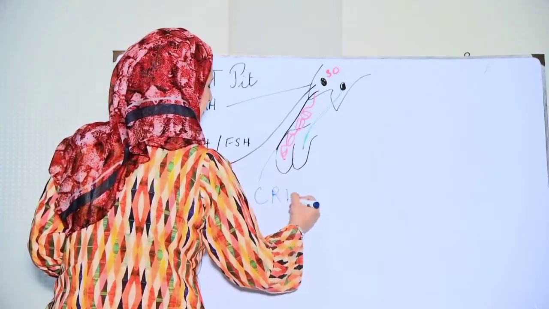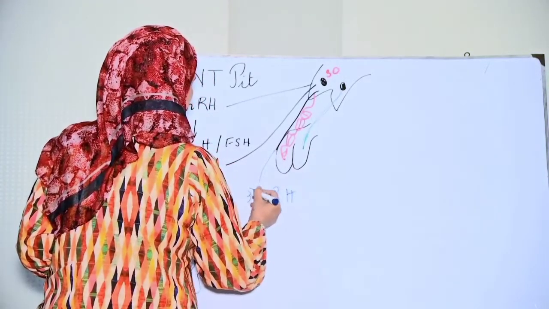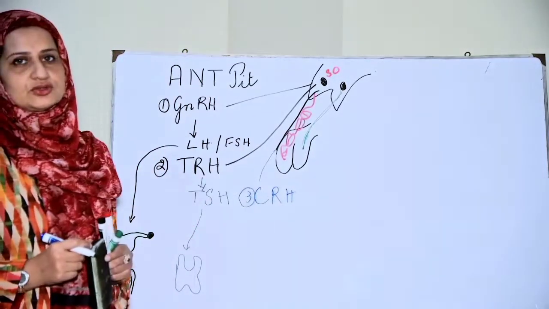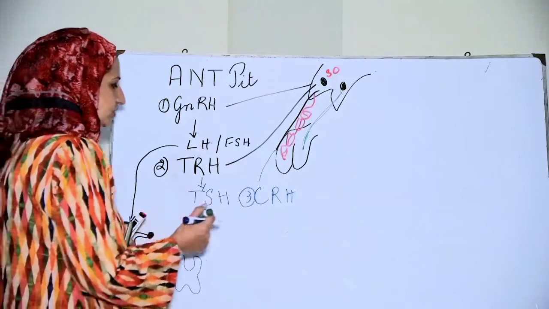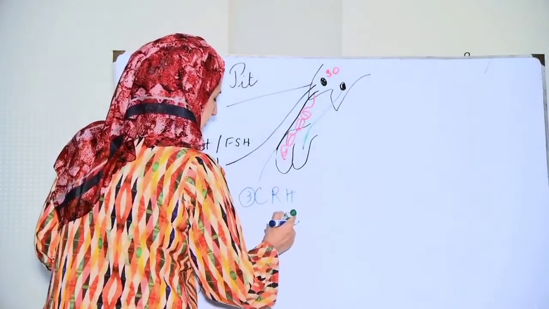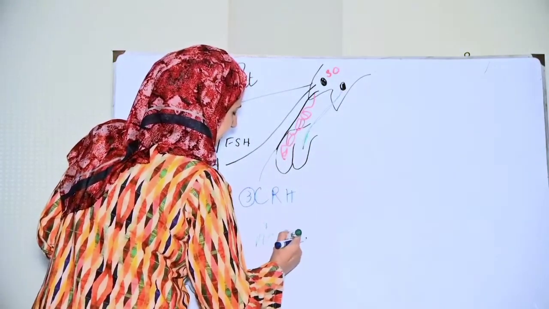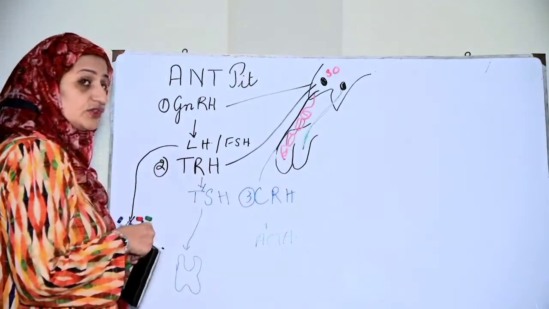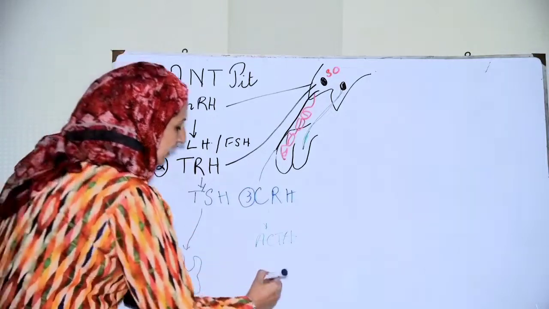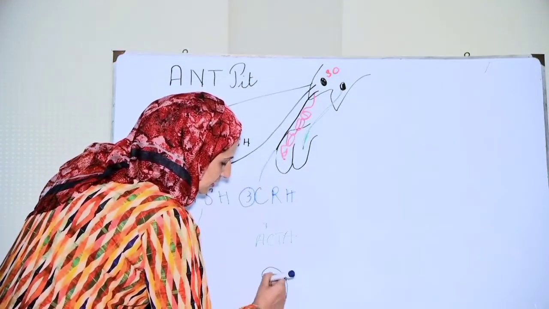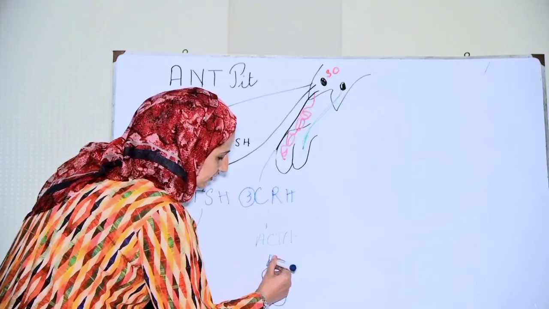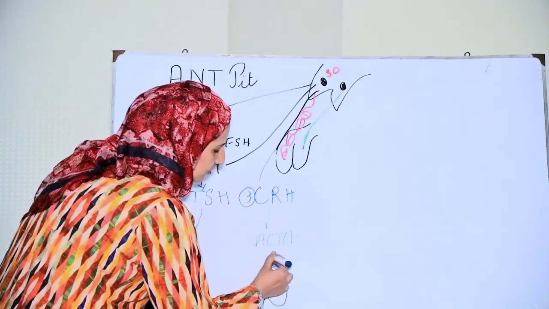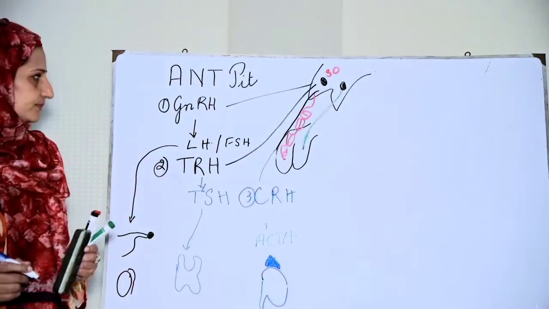corticotropin releasing hormone. Corticotropin releasing hormone acts on the anterior pituitary to result in the formation of ACTH, adrenocorticotrophic hormone, and adrenocorticotrophic hormone acts on the adrenal cortex to result in the formation of cortical hormones.